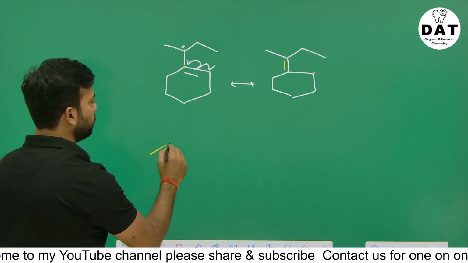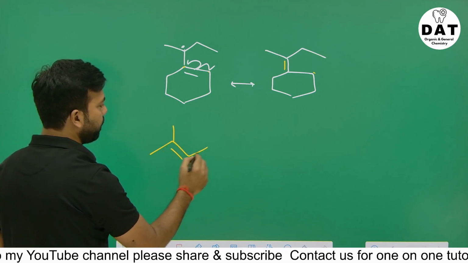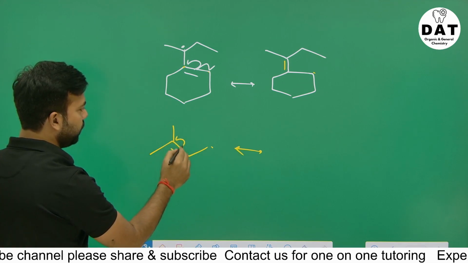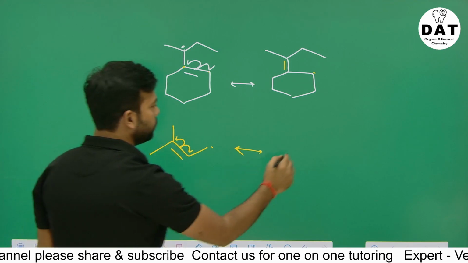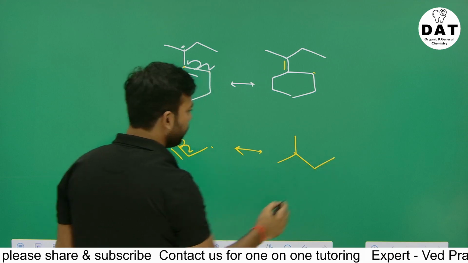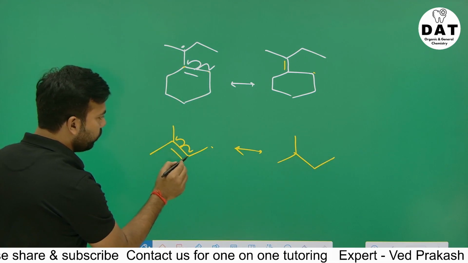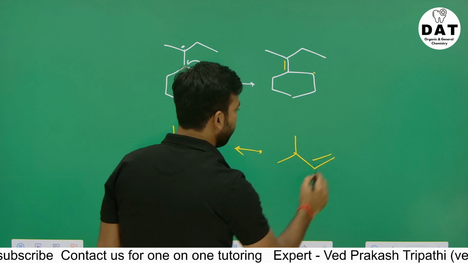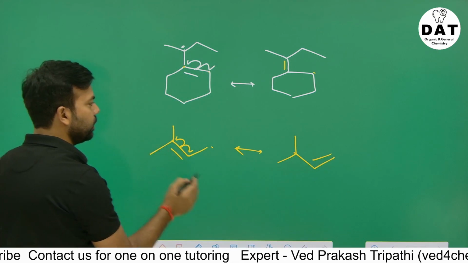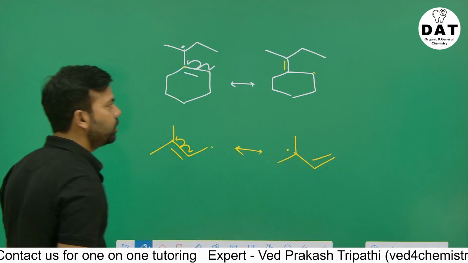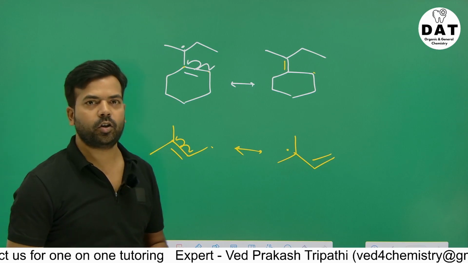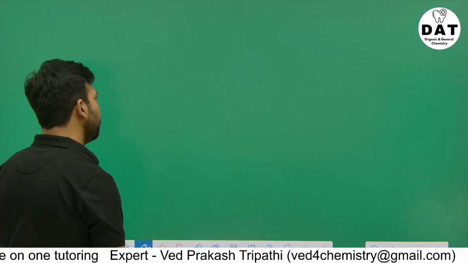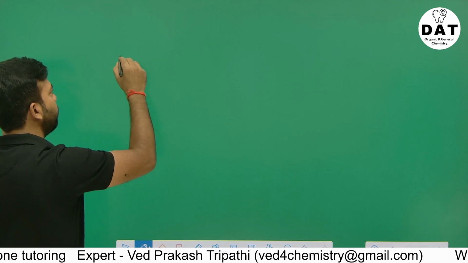Suppose you have this one, half here. So this bond is going to form a double bond here, and this carbon is a radical here. Clear? So this is the resonance structure of a radical. Now the next one is the lone pair case. I think that's the fourth one.